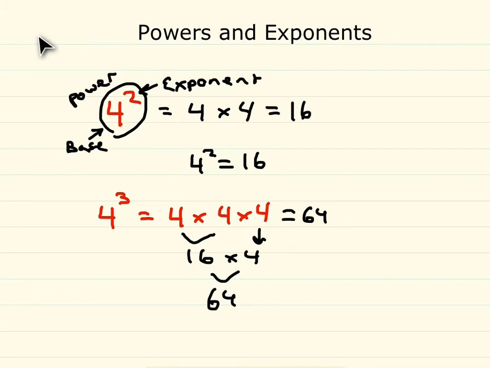Now, powers like 4 to the second power and 4 to the third power have special names. Let's go back up to 4 to the second power. Well, imagine you had a shape that had a length of 4 and a width of 4. Well, that shape would be a square. And if you found the area of the square, it'd be length times width, so 4 times 4, which is 16. So 4 to the second power is also called 4 squared because it makes a square.